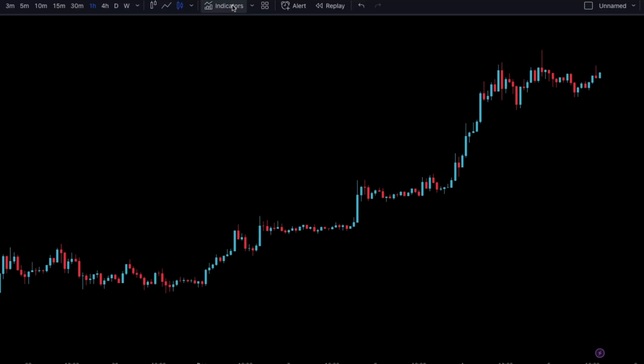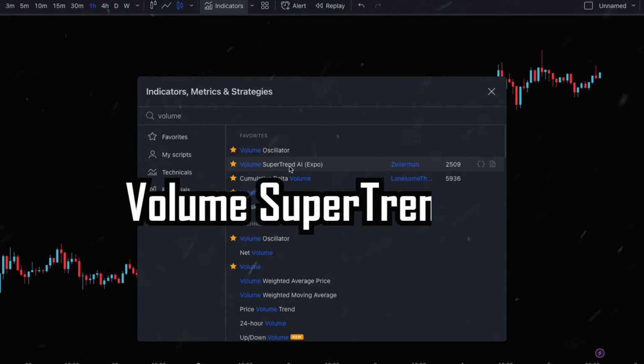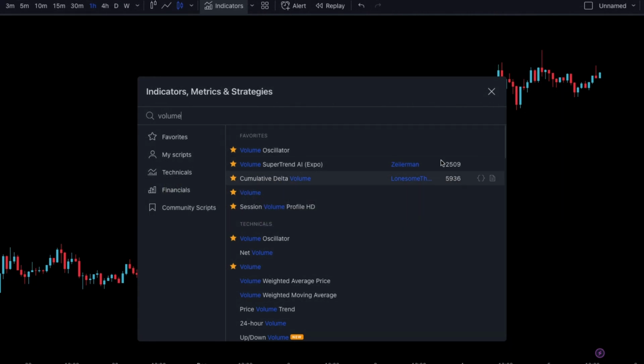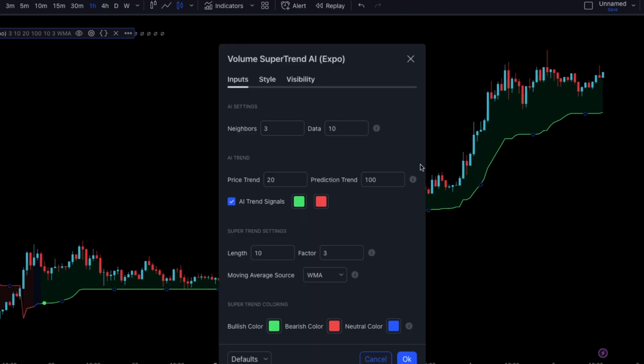So head on over to the indicators tab, and for the first indicator we're going to need the Volume Super Trend AI Expo by Zeoman. Once loaded, we're going to need to make some adjustments in the settings. Head on over to the inputs, and we're going to change the factor from 3 to 2.5, and we're going to change the moving average source from WMA to EMA.